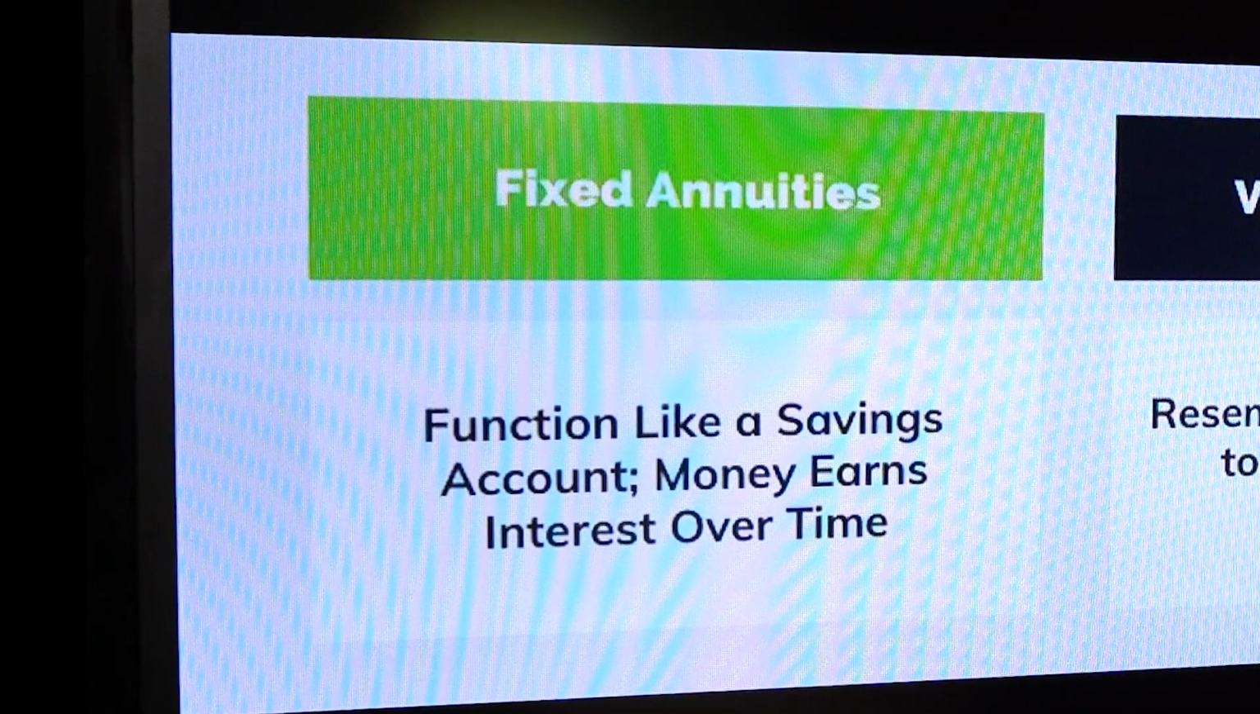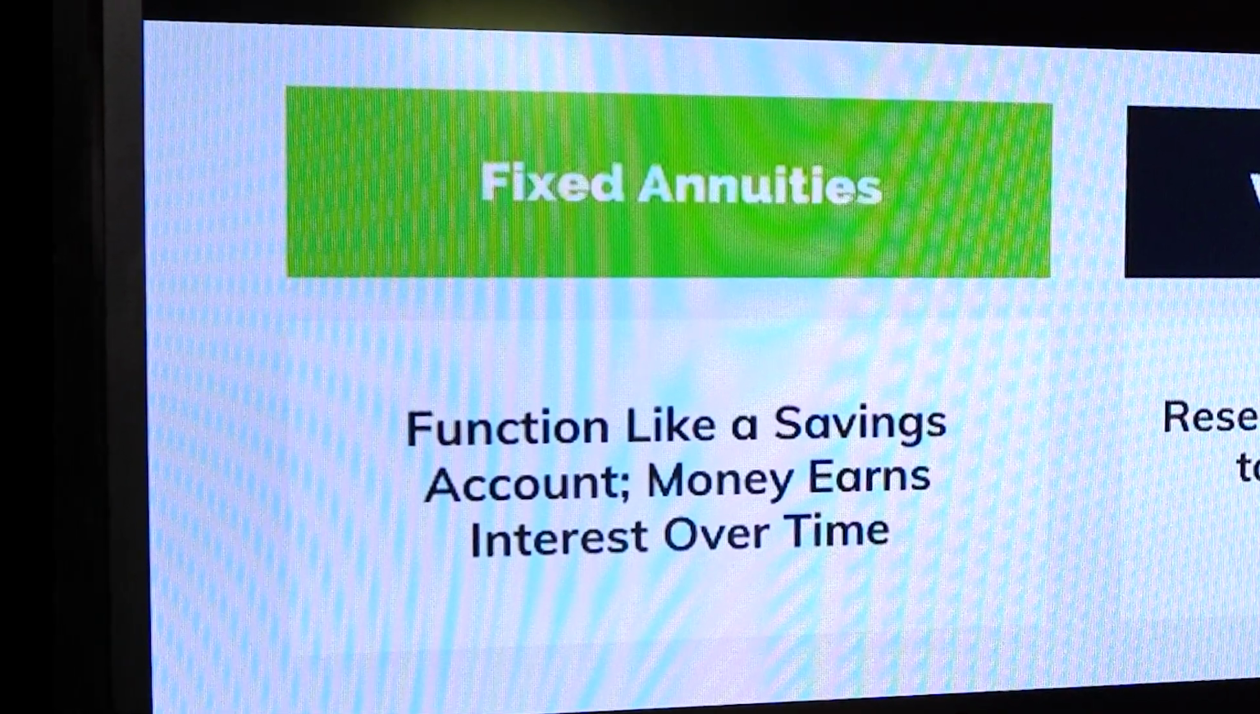So fixed annuities are very similar to CDs, but there are some key differences. The similarities would be that you have a fixed rate for a fixed term. Some differences would be the fixed annuity would be issued by an insurance company, whereas of course the CD is issued by a financial institution such as a bank.